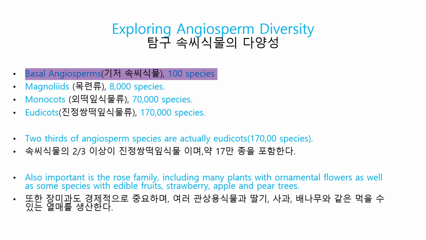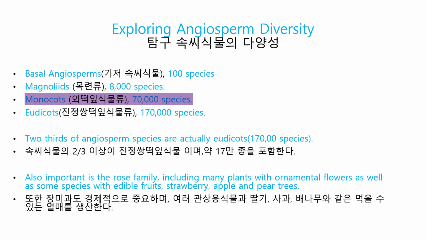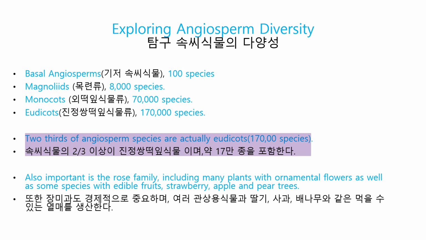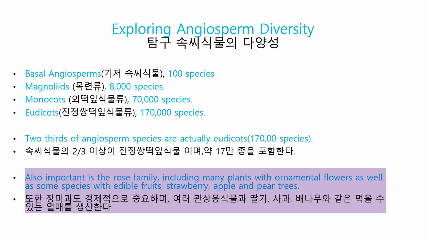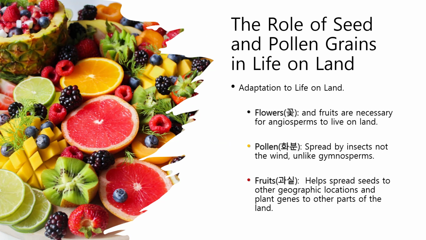So we have the basal angiosperms, the magnoliids, the monocots, and the eudicots. 2/3 of angiosperm species are actually eudicots, which make up about 170,000 species. Also important is the rose family, including many plants with ornamental flowers, as well as some species with edible fruits: strawberry, apple and pear trees. So let's discuss some of the properties and functions of fruits.